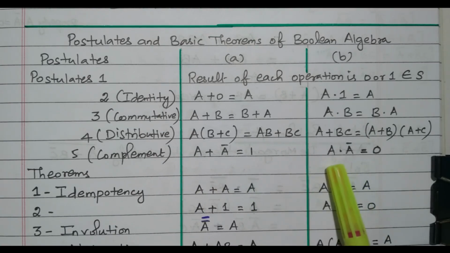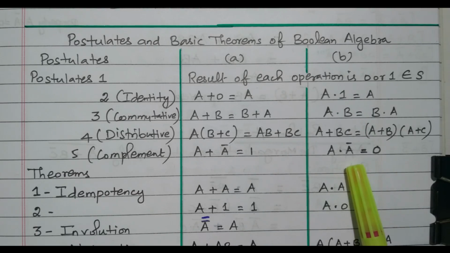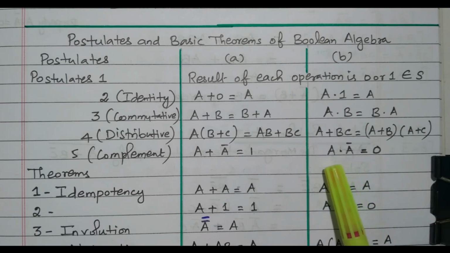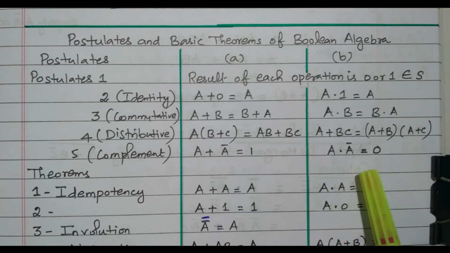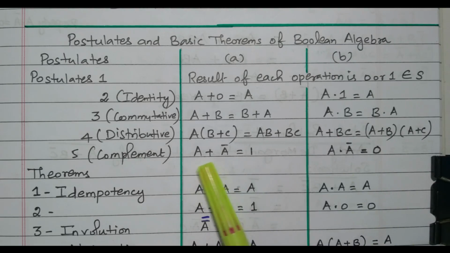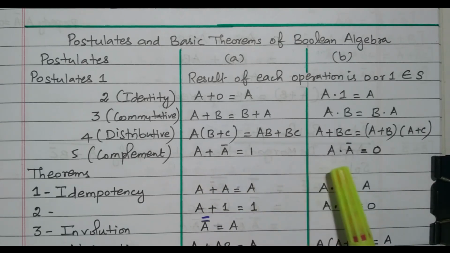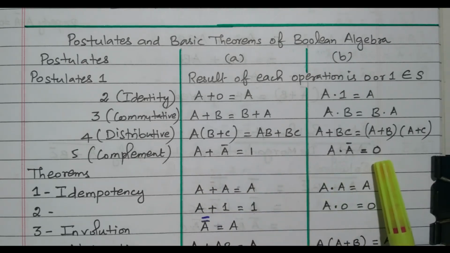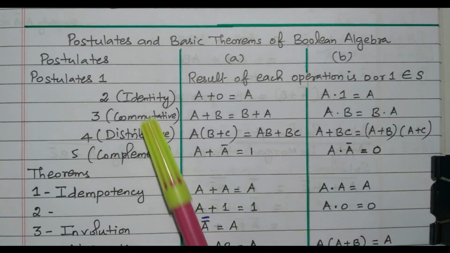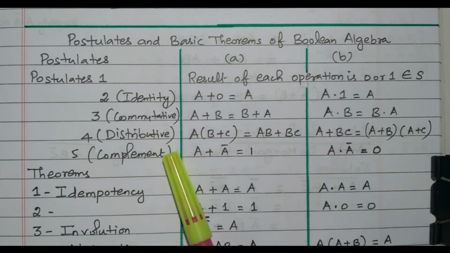A into A bar becomes 0, because if A equals 1 then A bar is 0, and 1 into 0 is 0. Suppose A equals 0, then A bar is 1, and 0 into 1 is also 0. So the addition of two complements gives 1, and the multiplication of two complements automatically gives 0. These are all the 5 postulates available in Boolean algebra.